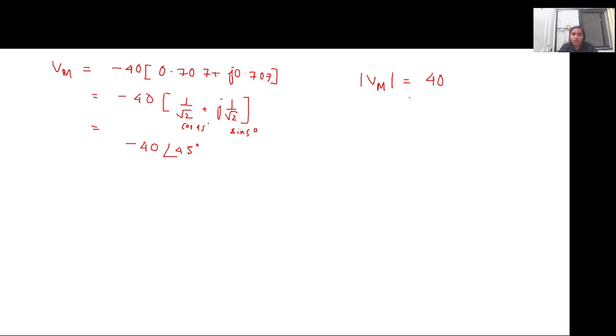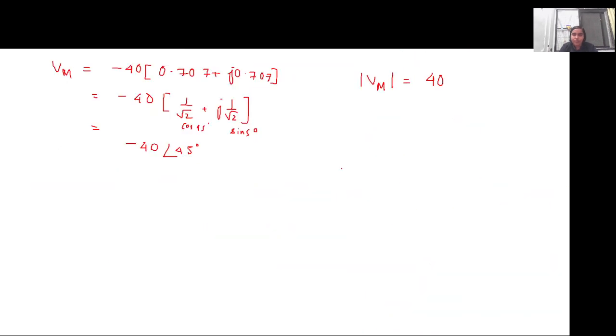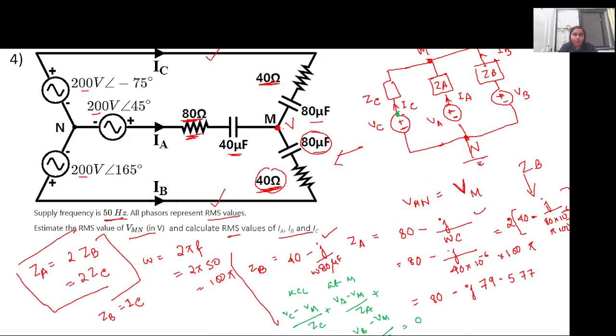Yes, ma'am. Because in the question it is asked, find the value of Vmn in volts. So Vmn is actually the voltage with respect to the neutral point, which is equal to 40. So we have got the value of Vmn. Now we have to calculate the value of Ia, Ib and Ic. So we can calculate this, right? We have the node voltage. So we can simply just calculate for each branch what is Ib, Ia and Ic. Can you calculate it now? Any response?